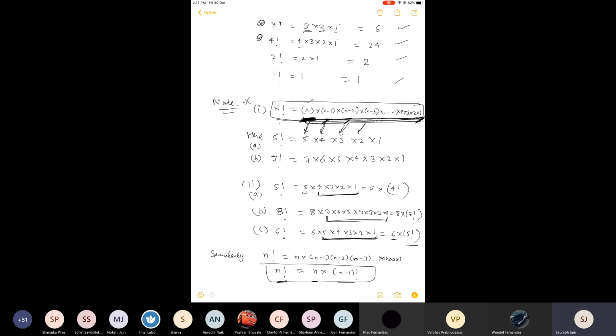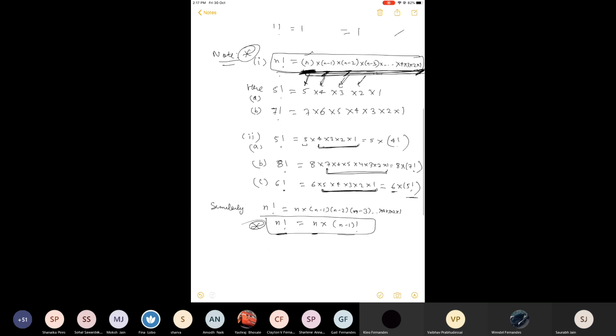Just like the first one is a formula, star mark, similarly this is also a formula. It will be used to solve the questions, okay. So based on this, I am writing the third important result. These star mark things, you have to remember, okay. 0 factorial. 0 factorial is 1.